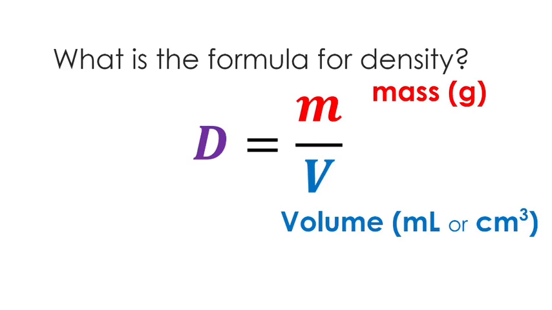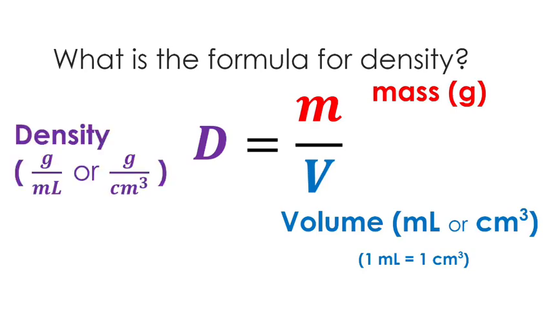That's still a volume. And then, of course, those are equal to each other. There's no conversion needed. There's basically the same unit. And then we have our density, and D is density, but the units for density seem a little bit weird. They're combined units. There's grams over milliliters or grams over centimeters cubed.